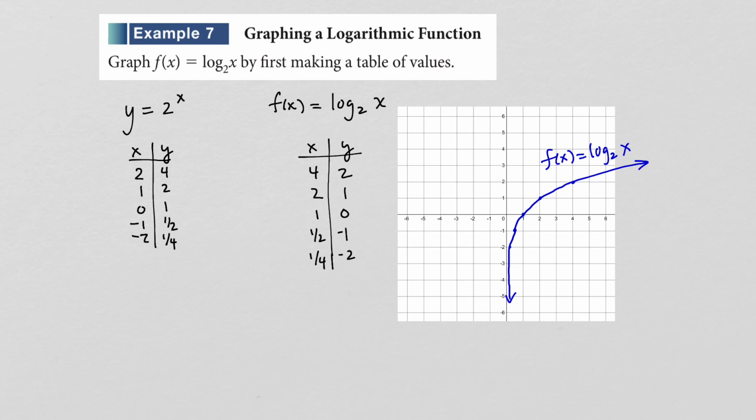So again, it's kind of difficult to get these points just by looking at the logarithm. So just consider the inverse function, which is an exponential function, get those points, and then all you have to do is reverse the coordinates. That's the easiest way to get a table of values for a logarithm.